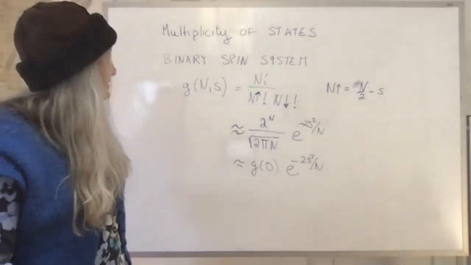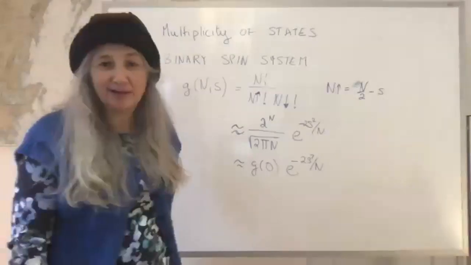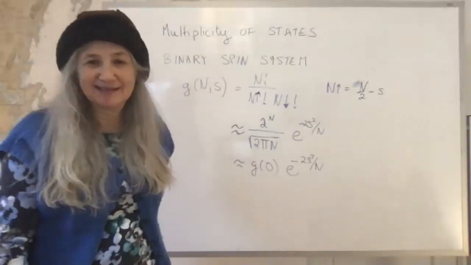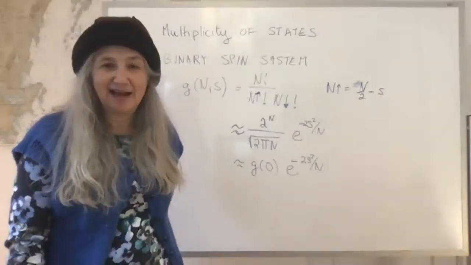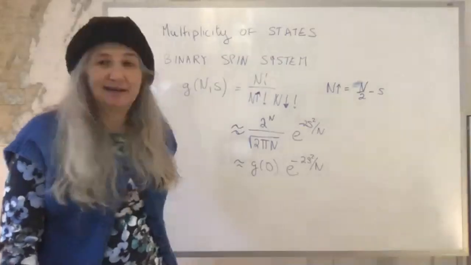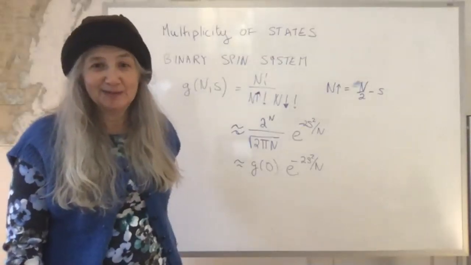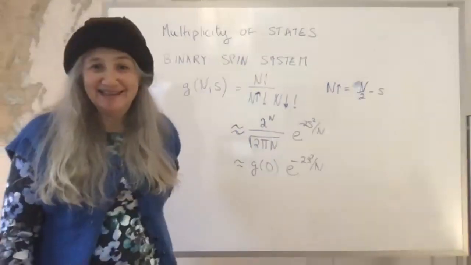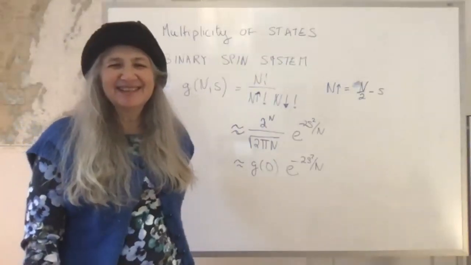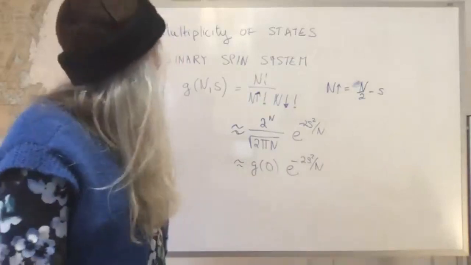And the first system we looked at was a binary spin system. Well, why did we pick the binary spin system? This is like n things that have two possible states. And with spin, it's like spin up or spin down. And just because it's easy. It's the only reason for starting with a binary system.